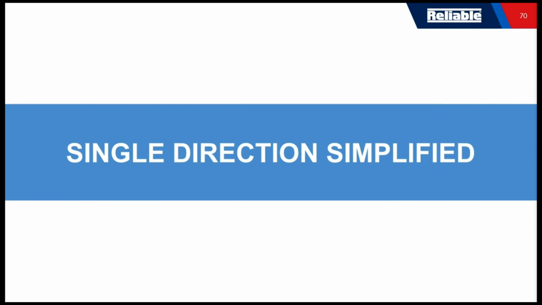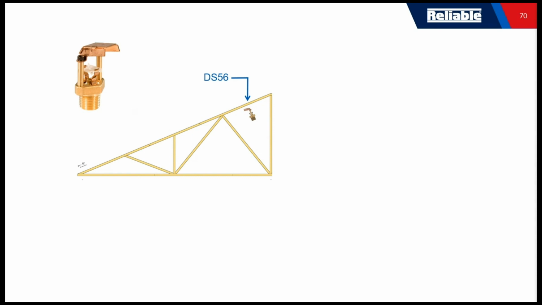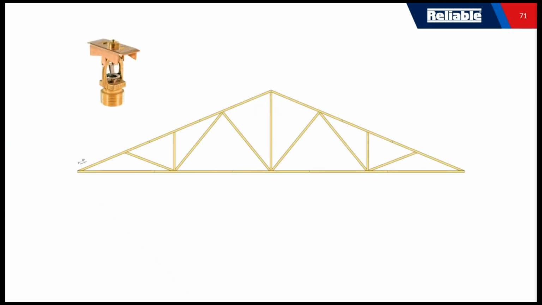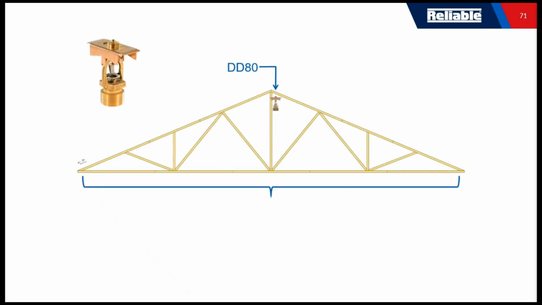Single direction for us has been simplified. There's nothing else really out there as easy. We have a single sprinkler model that's meant to be installed with the frame arms perpendicular to the roof deck. That creates a 40-foot maximum span of coverage. We have dual direction sprinklers that has been maximized. The most popular sprinkler in this whole category is going to be the one that shoots in both directions.